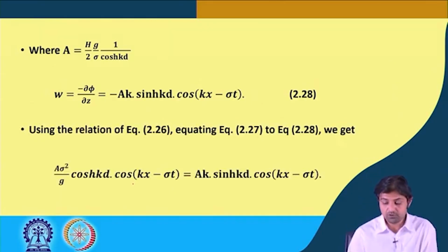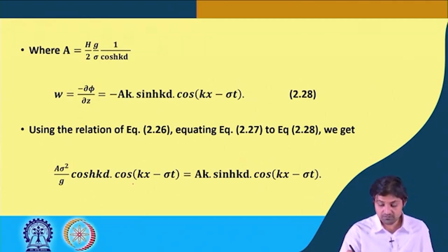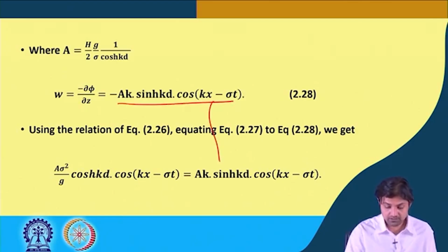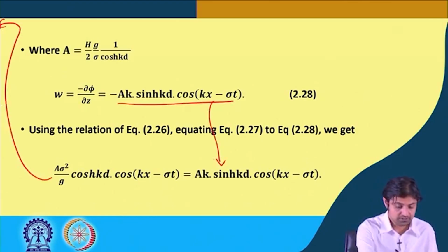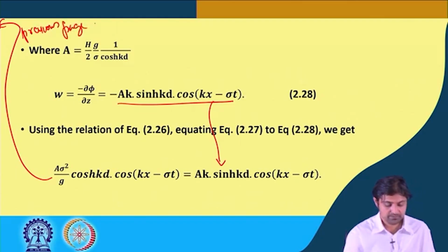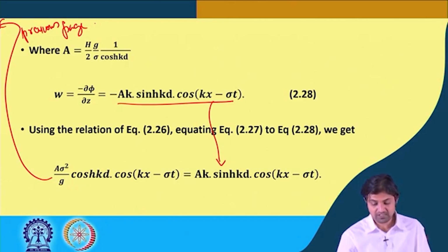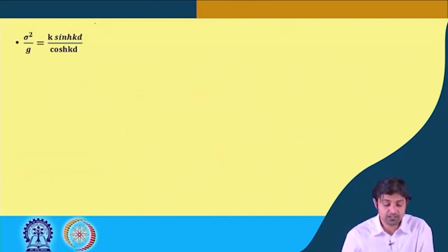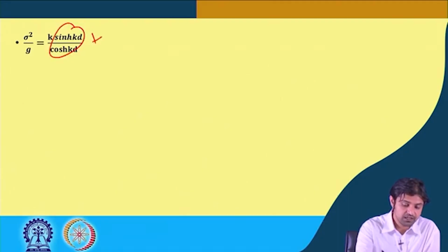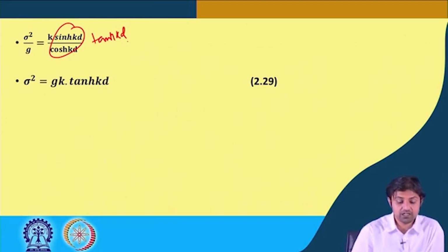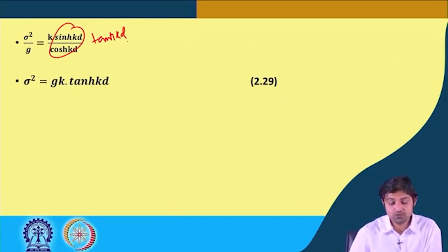We will equate both these terms, A square sigma from the previous equation, with this one here, because both are the same, correct. On cancelling the common terms, what we get is sigma square by g is equal to k sin h k d divided by cos h k d, and this is nothing but tan h k d. So sigma square can be written as g k into tan h k d.